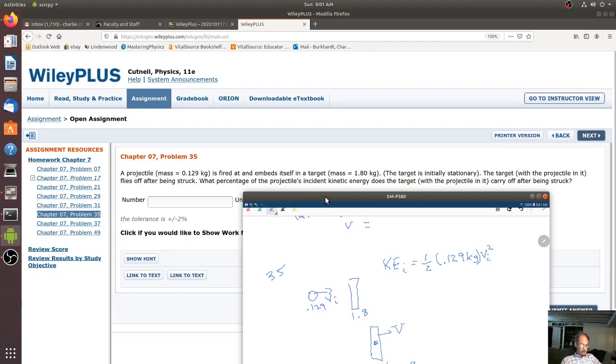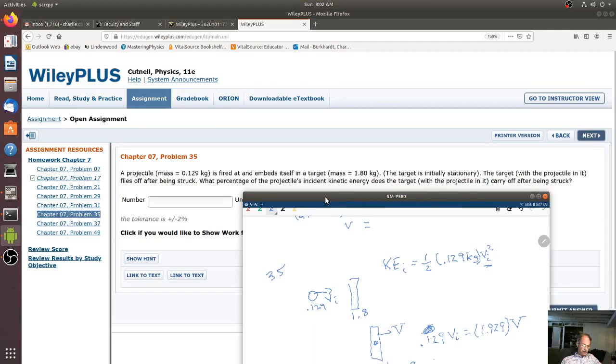But momentum has to be conserved in this collision. So I'm going to say that the mass of the projectile, 0.129, times the incident velocity of the projectile, same VI as up in this equation, that's the momentum before the collision, has to be equal to 1.929 times the velocity of the, I'm calling capital V, the velocity of the projectile and target after the collision. Okay, lots of unknowns here.